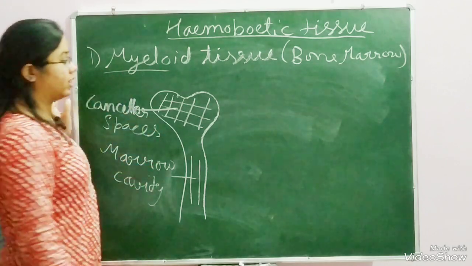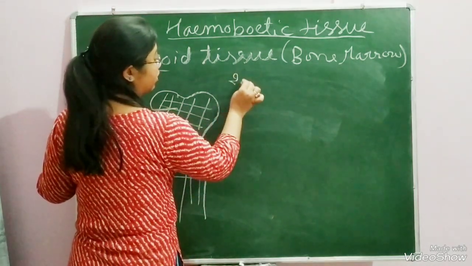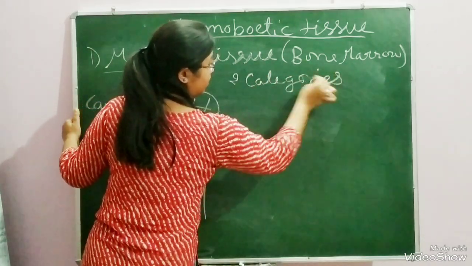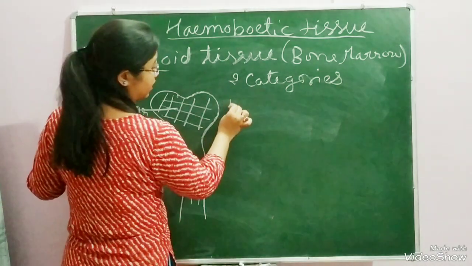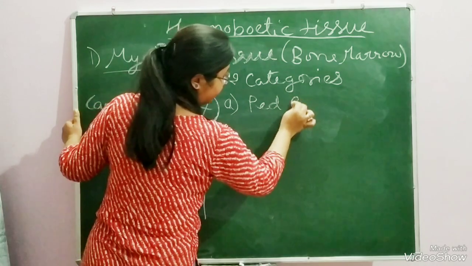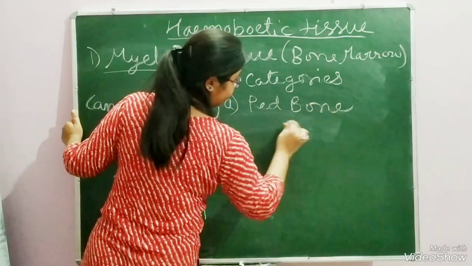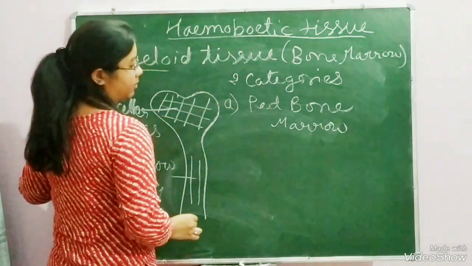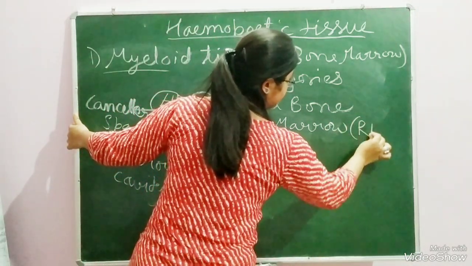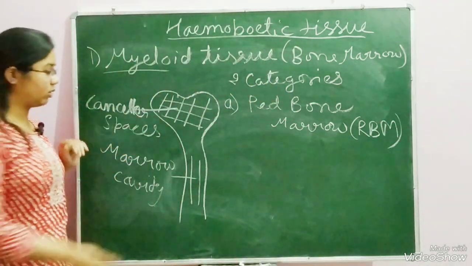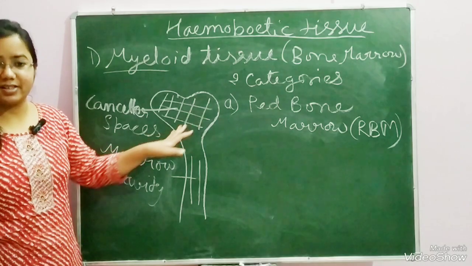This is further divided into two categories: first is red bone marrow and second is yellow bone marrow. Red bone marrow, in short we can write RBM. Red bone marrow is found mainly in the cancellous spaces.